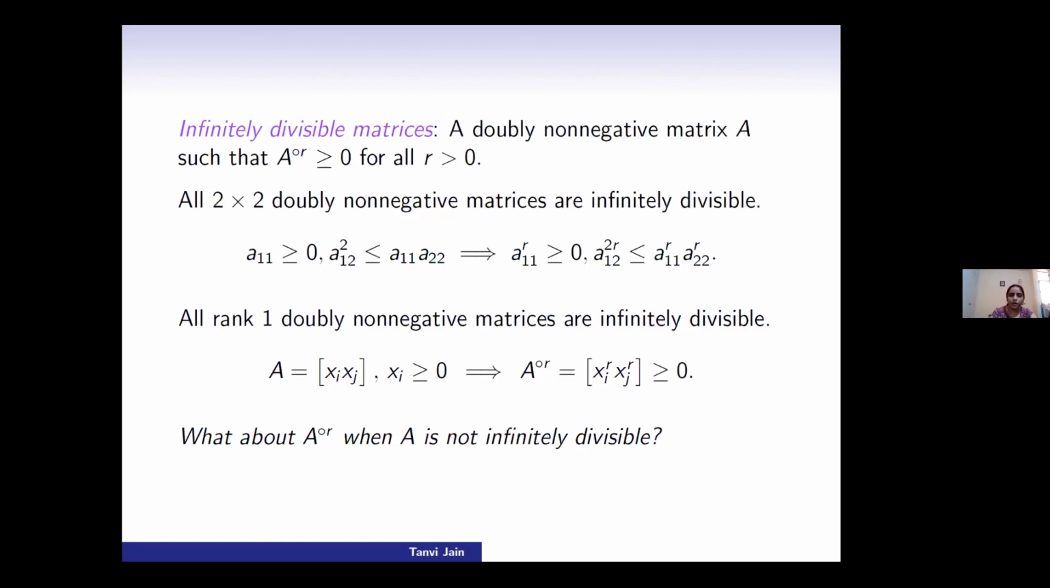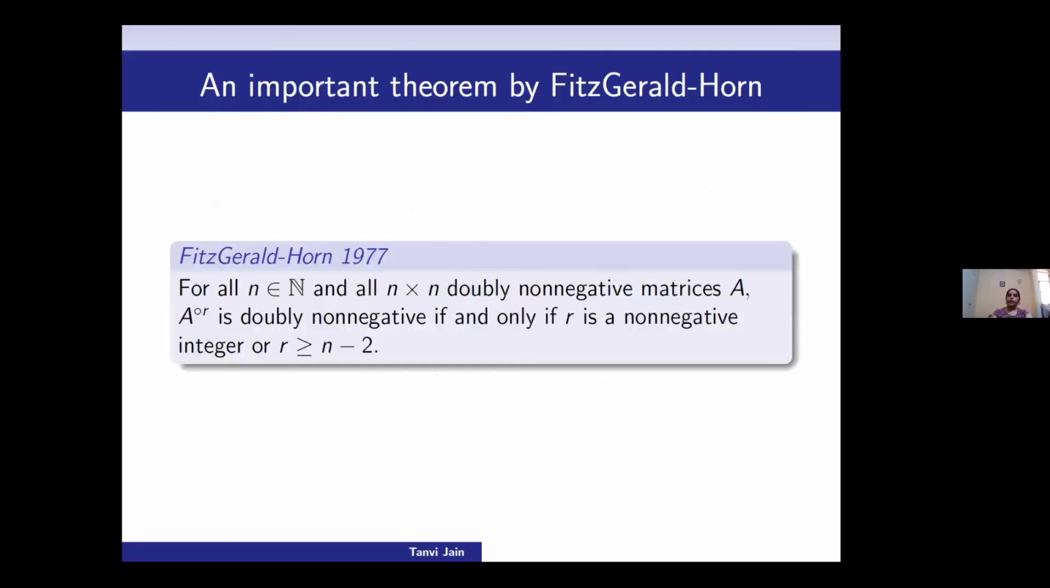But clearly, we have seen that it's not true for all. If we go beyond dimension 2, or beyond rank 1, we are in trouble. Way back in 1977, FitzGerald and Horn, in their classical result, actually characterized the powers that preserve positivity.